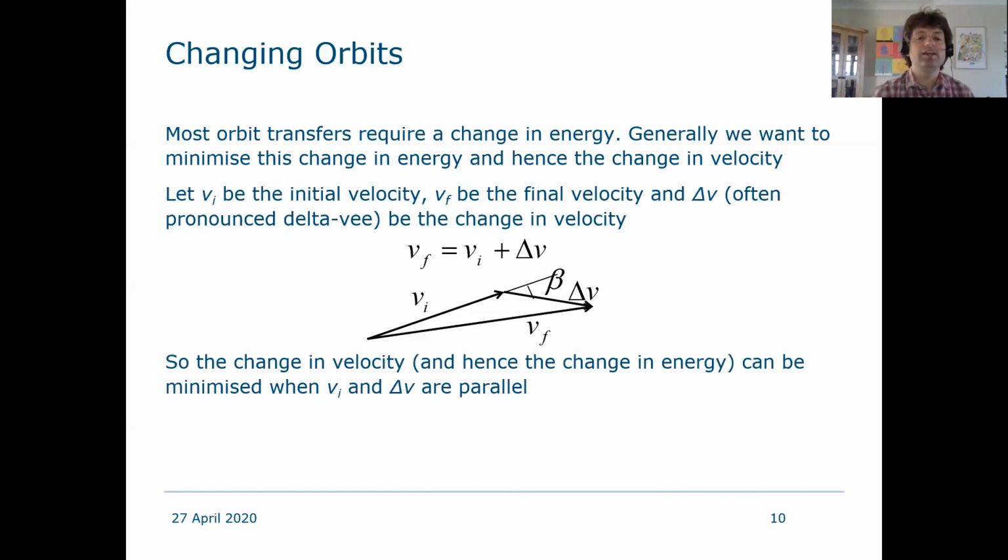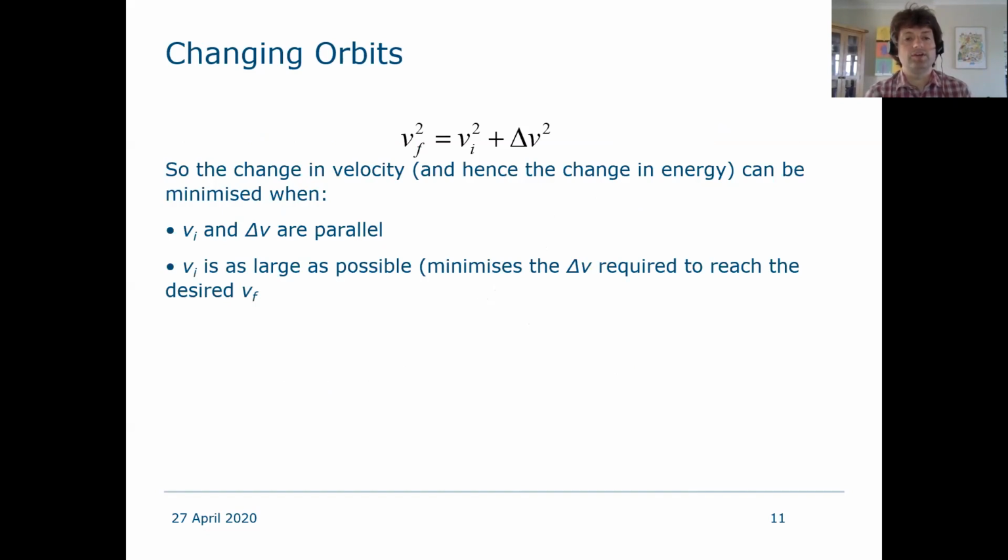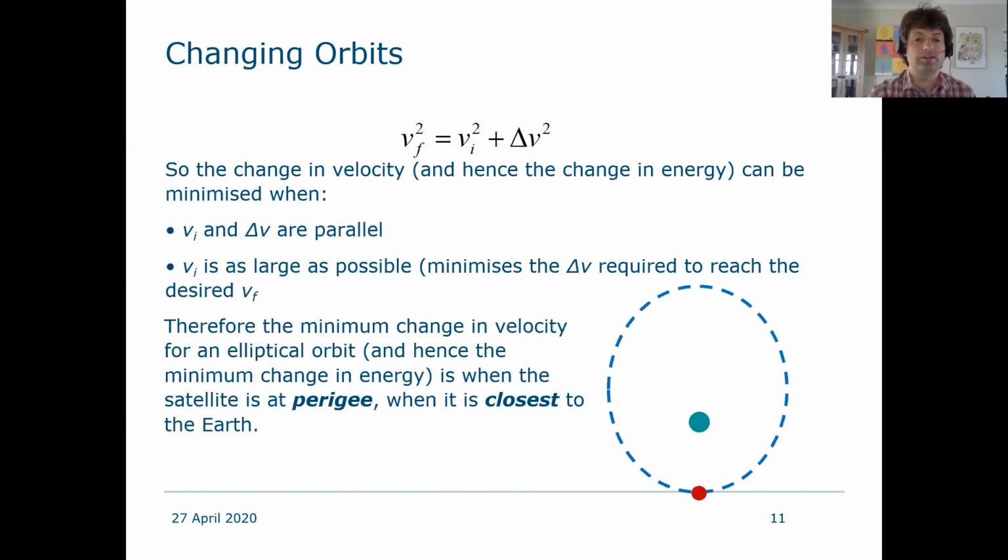If we've got a certain VI and we want to get to a certain VF, then delta V is going to be smallest when everything lines up, when VI, VF, and delta V are parallel. So our change in velocity, and hence the change in energy, can be minimized under this condition when VI and delta V are parallel. VI should be as large as possible. It minimizes the delta V we need to get a desired final velocity. Therefore, the minimum change in velocity for an elliptical orbit, and hence the minimum change in energy, is when the satellite is at perigee, when it's closest to the Earth.